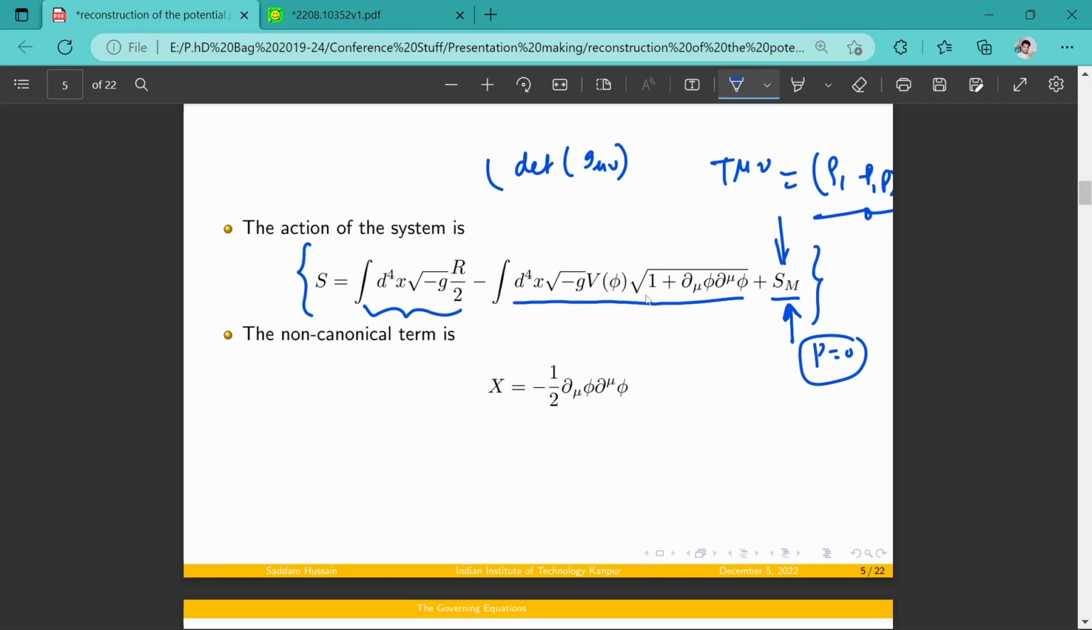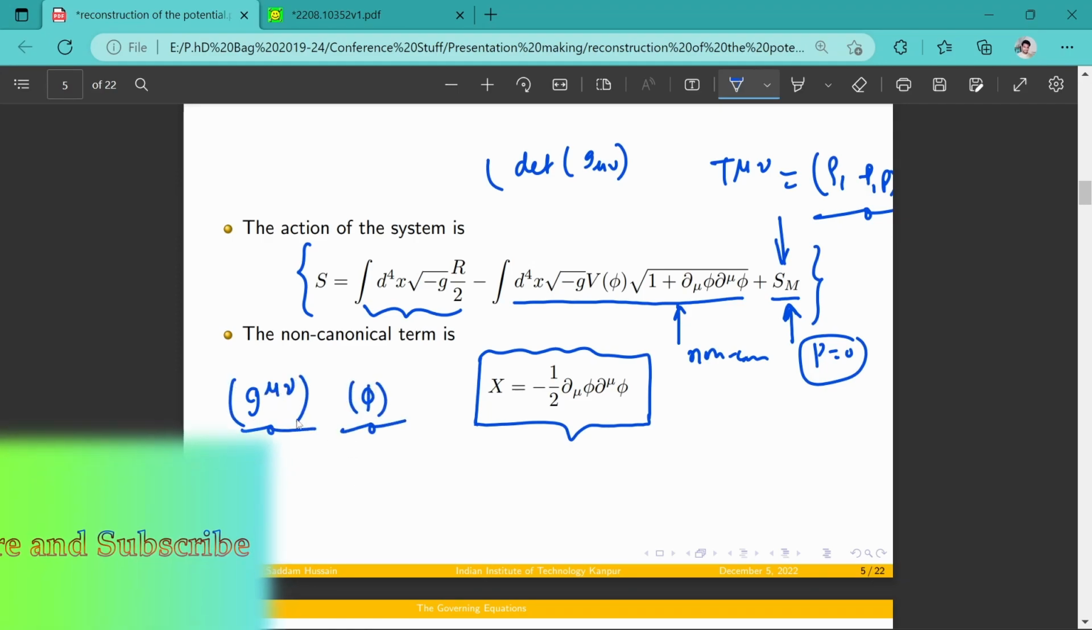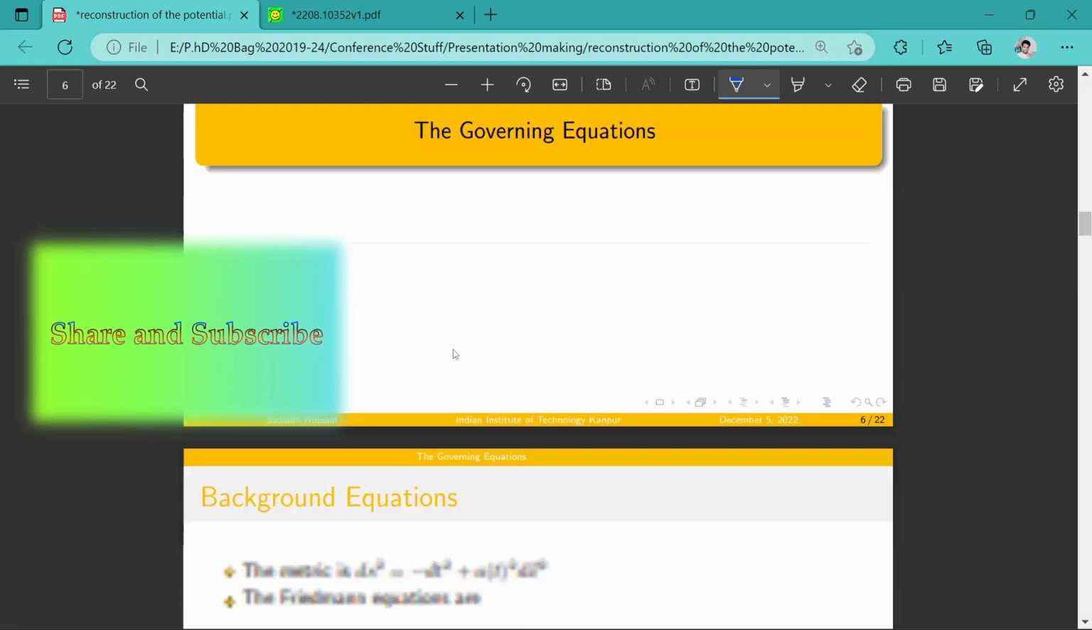Now, if we are comparing this, because now it has the structure of square root, therefore it is no longer a canonical kind of field, it is now a non-canonical kind of structure. And this d mu phi is encapsulated in X, the way we have studied the K-essence, okay. So K-essence also has some kind of term X, which has the higher derivative term like phi dot square, okay. If you want to understand this action, we first have to vary the action with respect to independent variables, like G mu nu is our independent variable, phi is the independent variable. So if I vary this action, we are going to get some equations of motion.